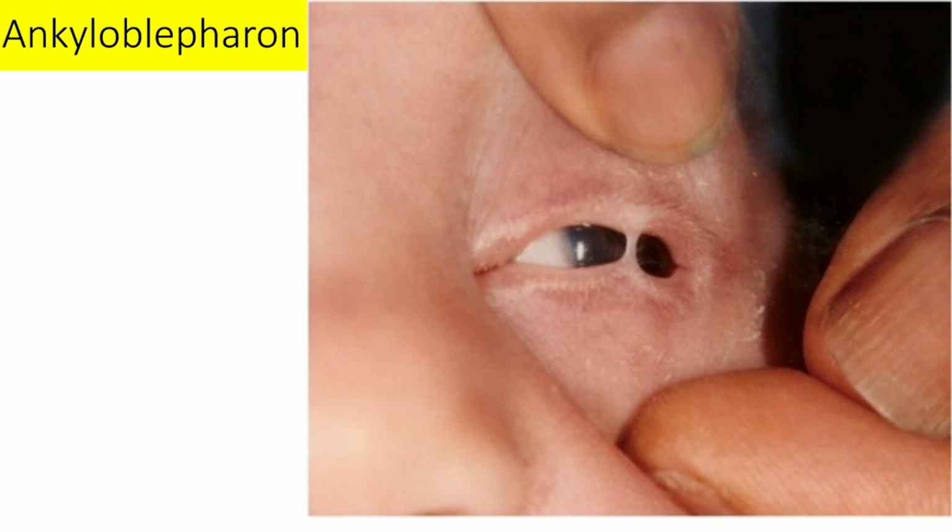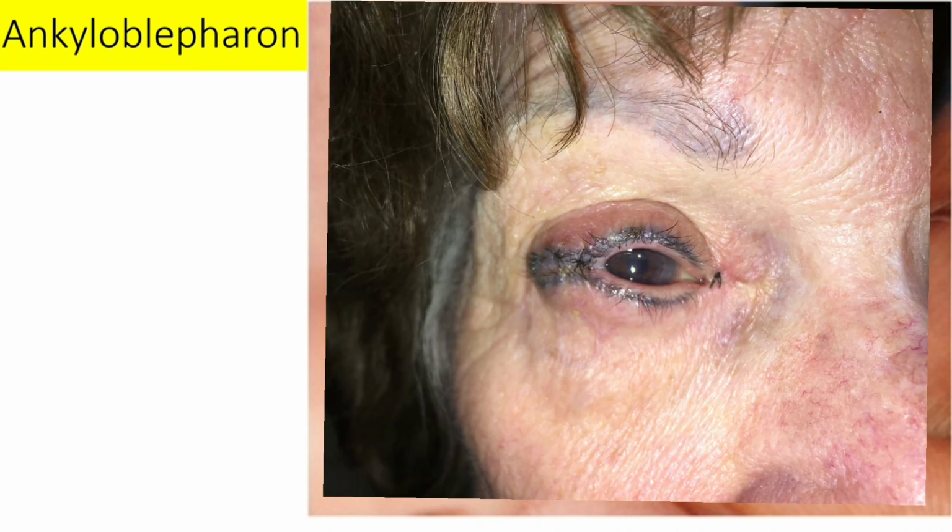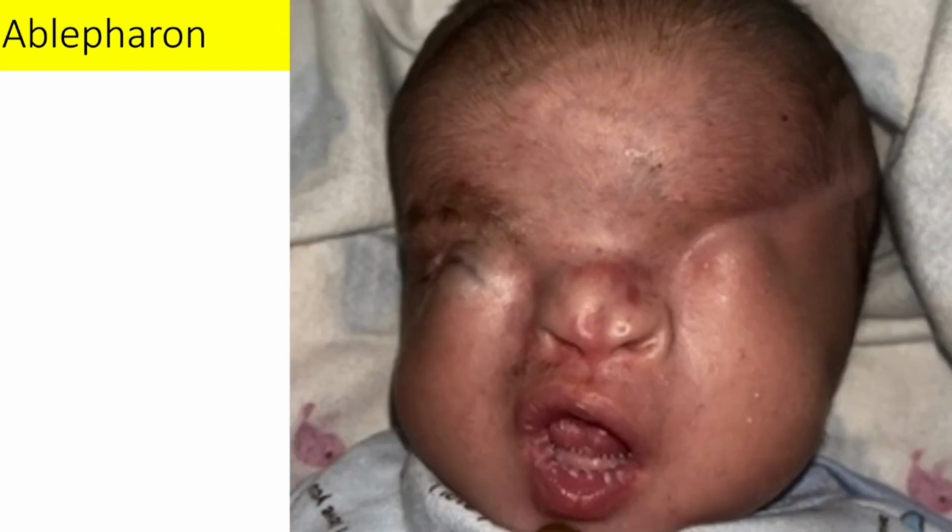Acquired causes can be due to trauma like burns, chemical or physical agents. It can also be due to Stevens-Johnson syndrome, trachoma, or tarsorrhaphy is also one type of creating ankyloblepharon. In tarsorrhaphy, a suture is put in between these two eyelids to avoid exposure keratopathy. Okay, so let's go to the second finding.